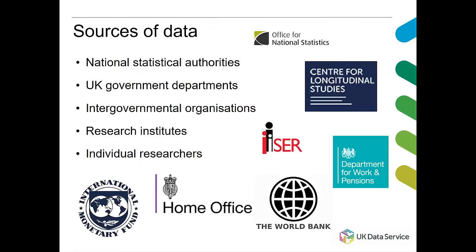Now, data sources can be very varied. So we have our national statistical authorities, such as the ONS, which is based at various points across the UK, but they're responsible for a lot of the official statistics that you might see. A lot of the UK government departments will produce their own data, such as the Home Office. There are some intergovernmental organisations, such as the World Bank, which produce a wide range of international data sets, and we're going to have a look at those later.